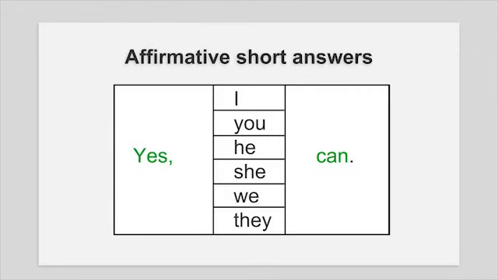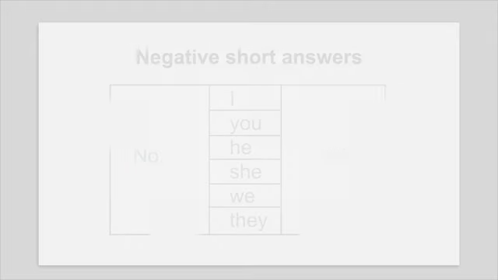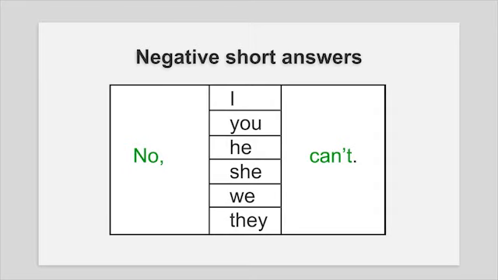We can answer yes-no questions with short answers. To answer yes, we can say, for example, yes, I can. Yes, he can. Yes, we can. To answer no, we can say, for example, no, I can't. No, he can't. No, she can't. No, we can't. No, they can't.